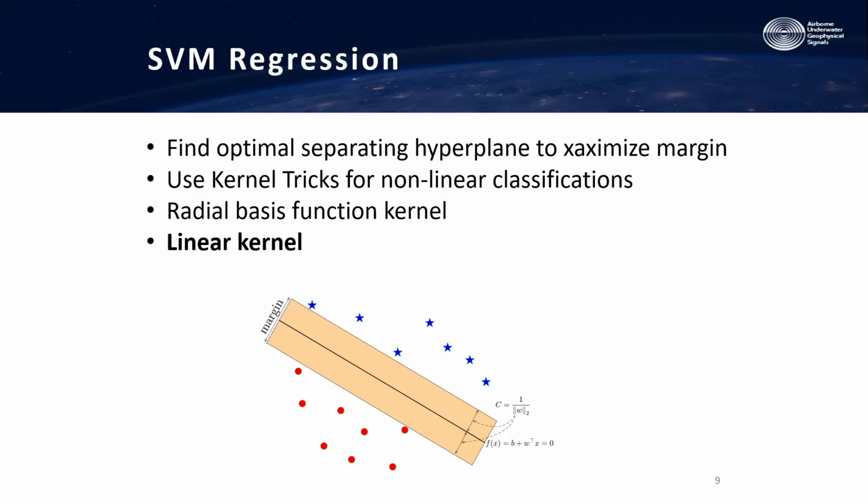Support vector machine regression is considered one of the most robust prediction methods. It finds an optimal separating hyperplane to maximize the margin between different groups of data. It can efficiently perform nonlinear regression using what is called the kernel trick, implicitly mapping inputs into high-dimensional feature spaces. In our experiment, we implemented the radial basis function and the linear kernel.